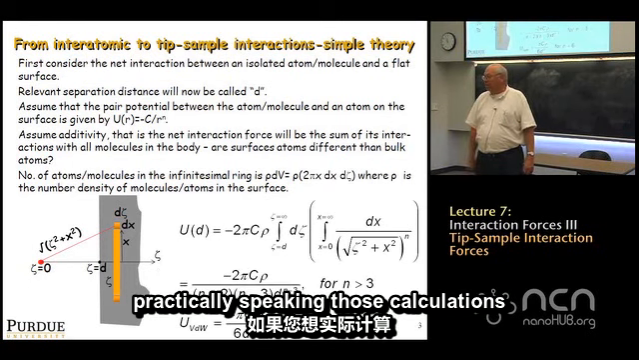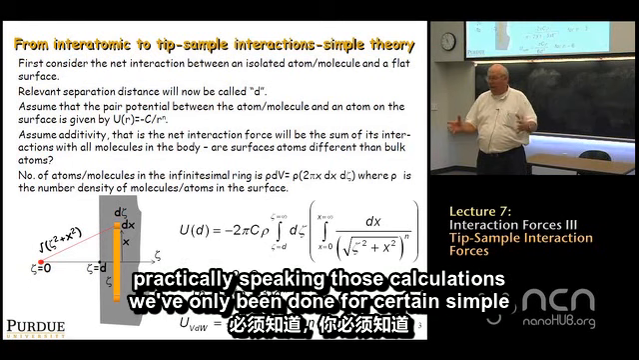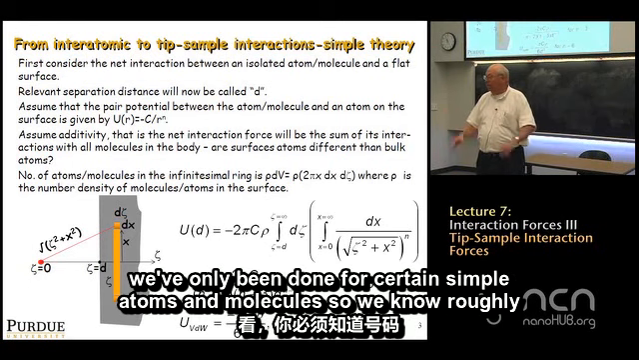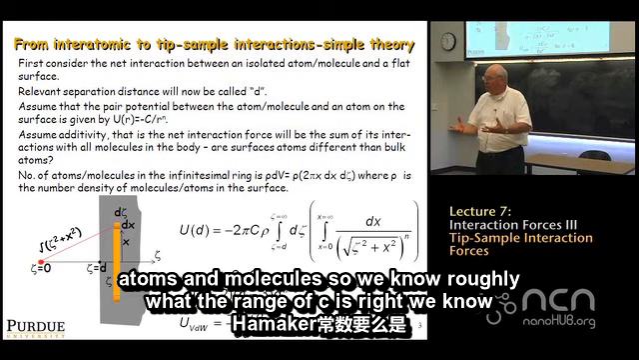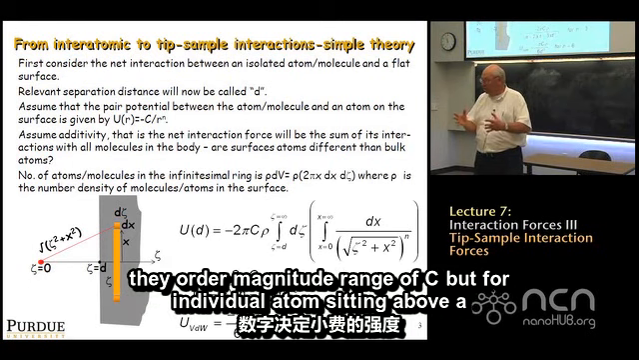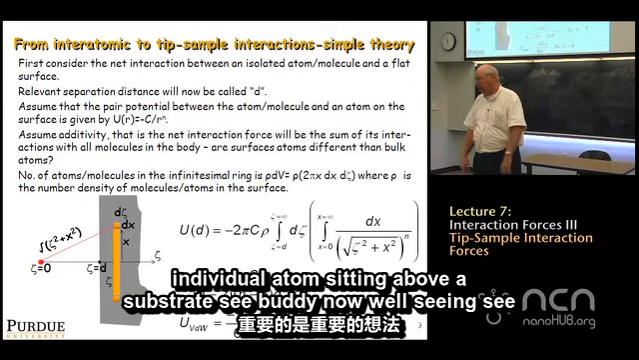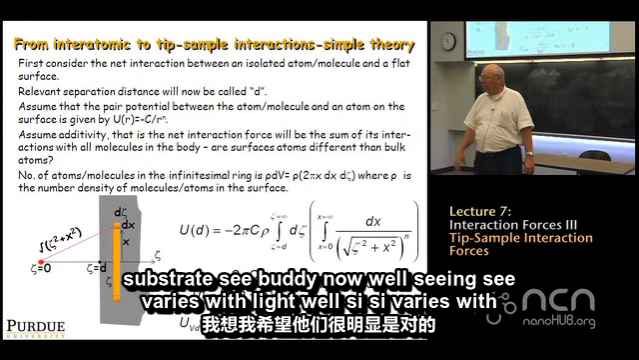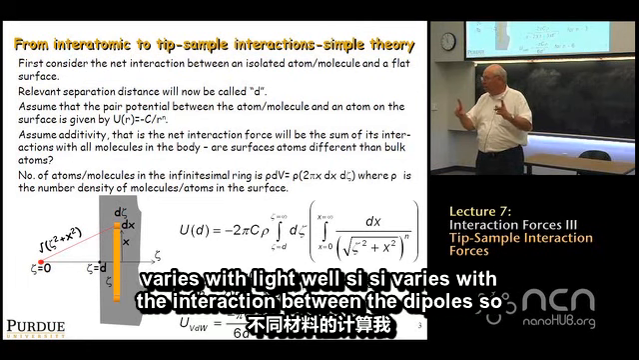Practically speaking, those calculations have only been done for certain simple atoms and molecules. So we know roughly the order of magnitude range of C, but for an individual atom sitting above a substrate, C varies with the distance, and as I move the angle. C varies with the interaction between the dipoles.